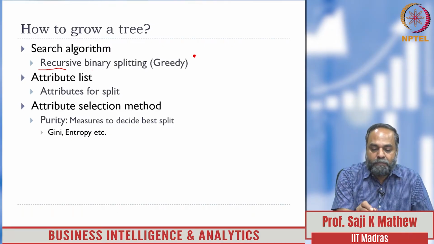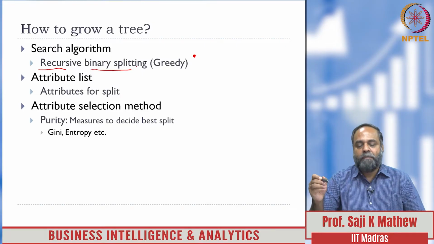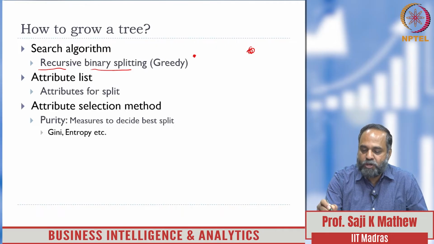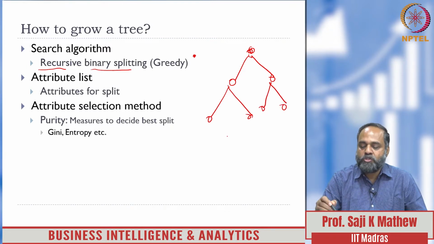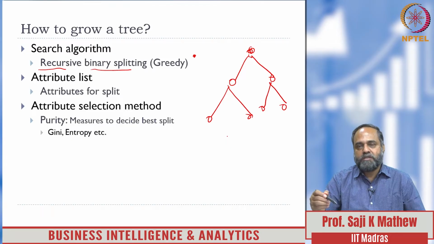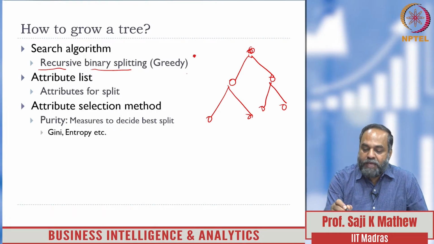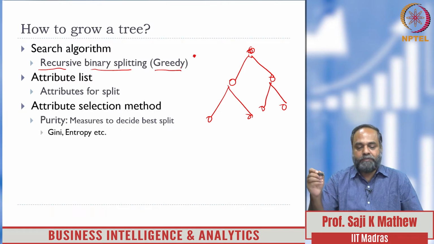And typically a binary tree will do binary splitting. So it starts with a node, splits into two, and then you have two subnodes, and that will also be split into two if it can be split. Then you have further subnodes, and this goes on till the terminal nodes, based on some rule for termination, are reached. So there is also the word greedy added.